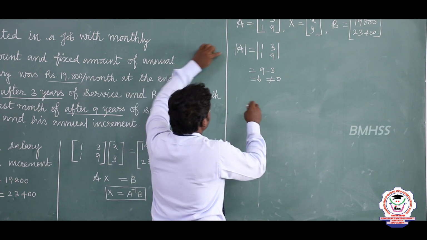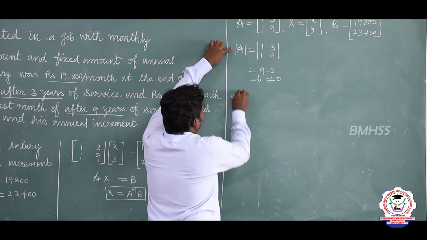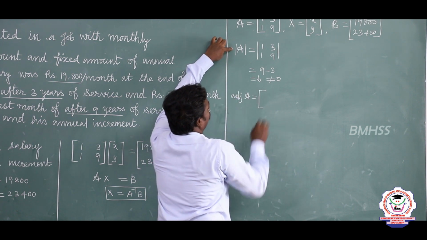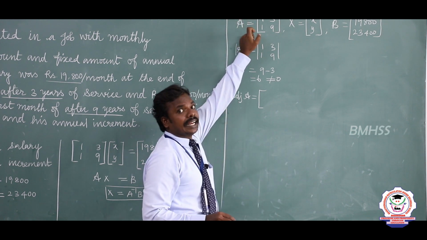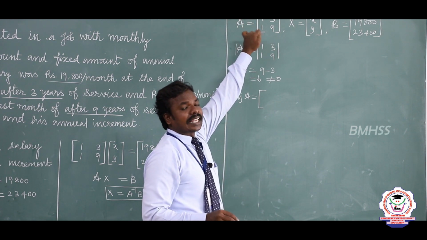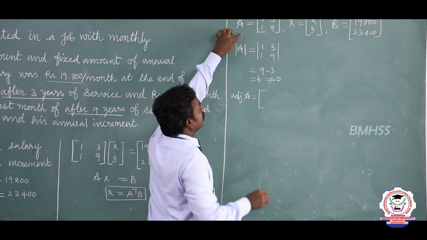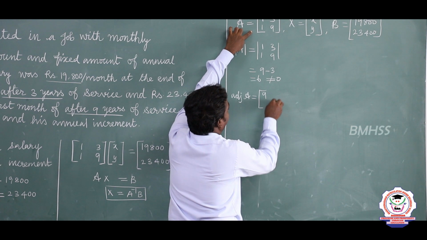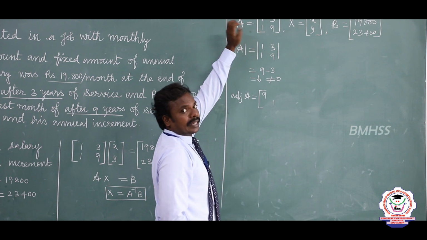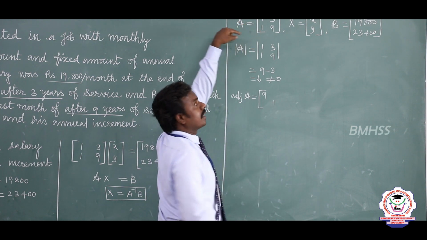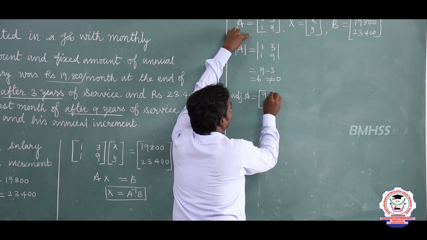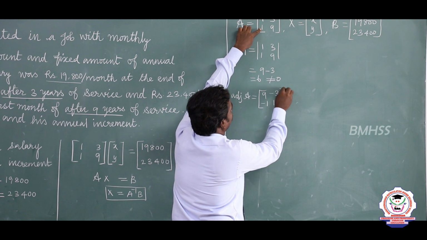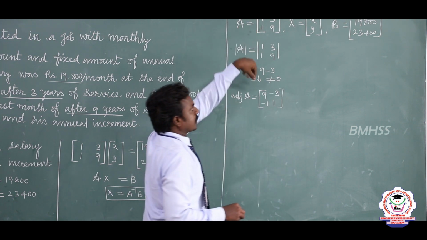Now I am going to find the adjoint of A. In a 2 by 2 matrix, very simple: from the given matrix, we change the leading diagonal values and change the sign of the other diagonal values. This is applicable only for a 2 by 2 matrix. So 9 and 1, the leading diagonal values, I have interchanged. Next, plus 3 becomes minus 3, and plus 1 becomes minus 1. So this is the adjoint of A.